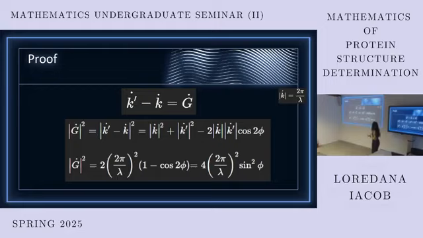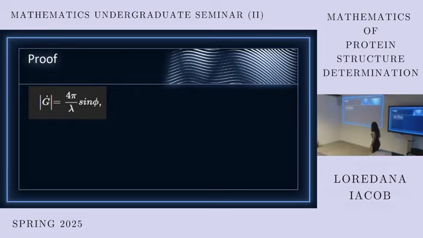Then we use the cosine formula to get the square of the vector of the incident ray plus the square of the vector of the reflected ray minus 2 times the product of the two norms times the cosine of twice the angle, because here we need the angle between the two rays, which will be once theta and once the other theta. And after we calculate this, we replace the norm of the vector, and we get this beautiful formula. We can take the square root of this and get 4 pi over lambda times sine of theta.